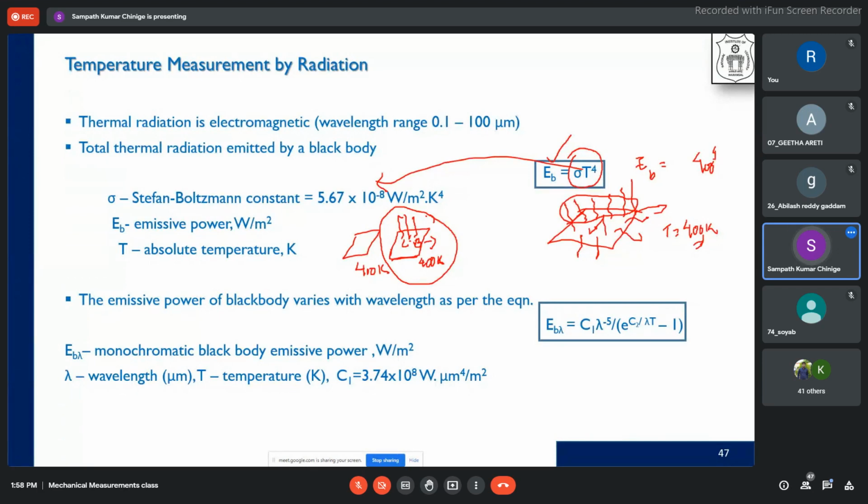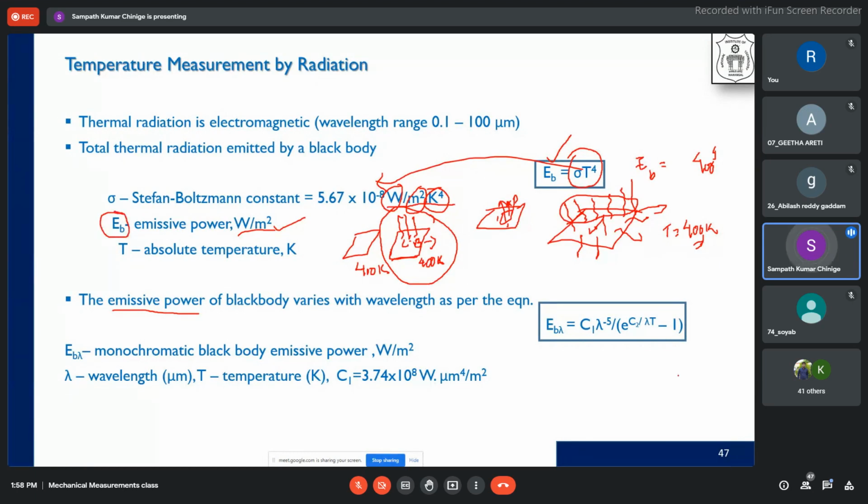As I told you, depending on the wavelength, the emissive power varies. The emissive power is in watt per meter square Kelvin power 4, so this is the amount of energy per unit area per unit temperature power 4 that we will get. That is the Stefan-Boltzmann law. Per unit area, 1 by 1, how much energy is radiated? That is my emissive power. For this 1 by 1 area, meter square or mm square, how much energy is being emitted? That is my emissive power.